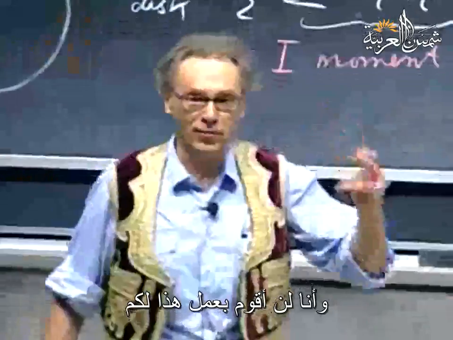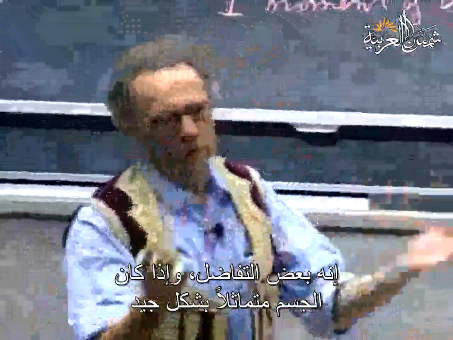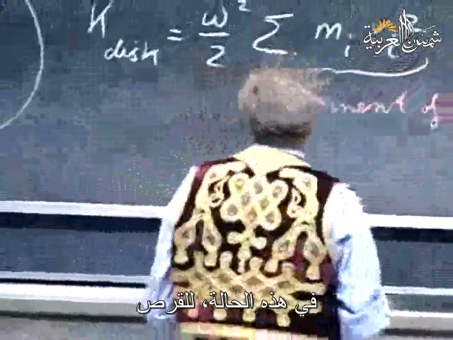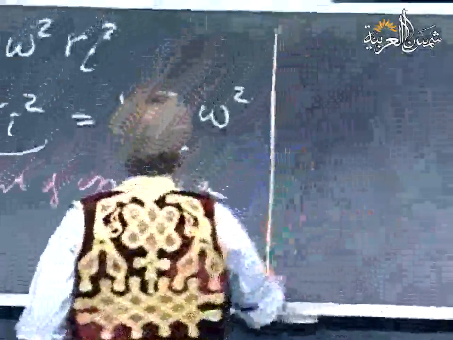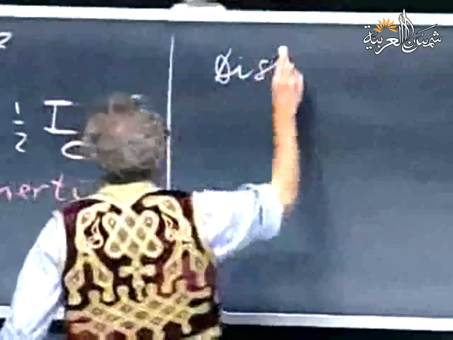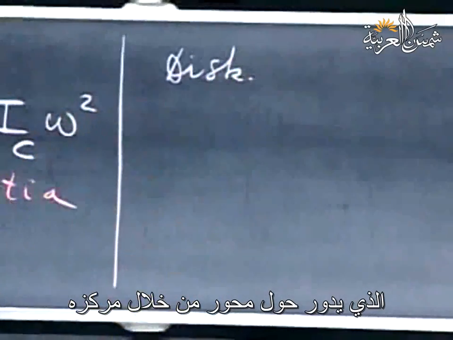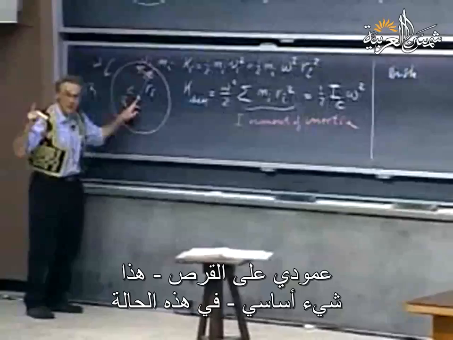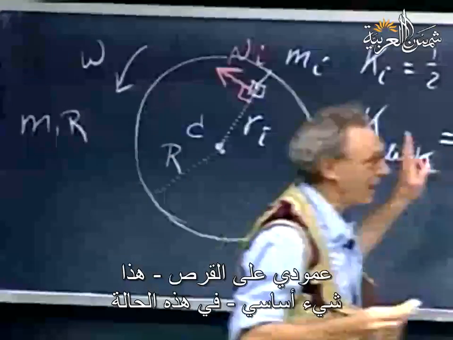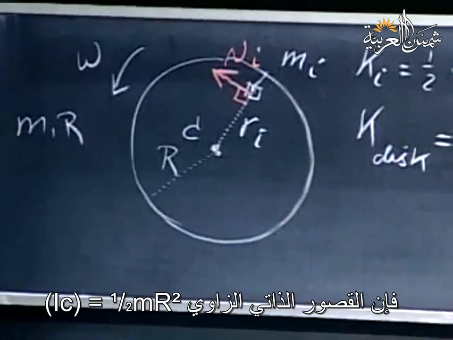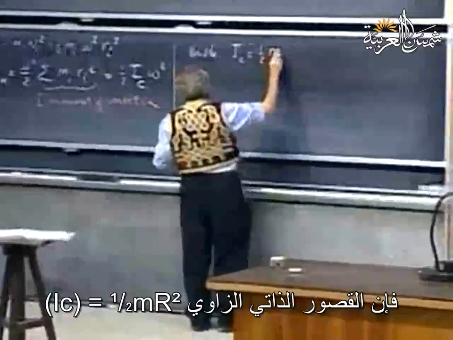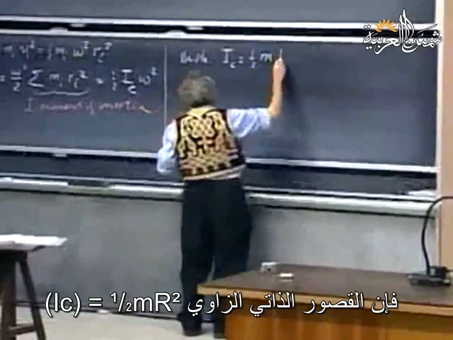And I'm not going to do that for you. It's some integral. And if the object is nicely symmetric, in general, you can do that. In this case, for the disk, which is rotating about an axis through the center, and the axis that's important is perpendicular to the disk, that's essential. In that case, the moment of inertia equals 1/2 m times r squared.